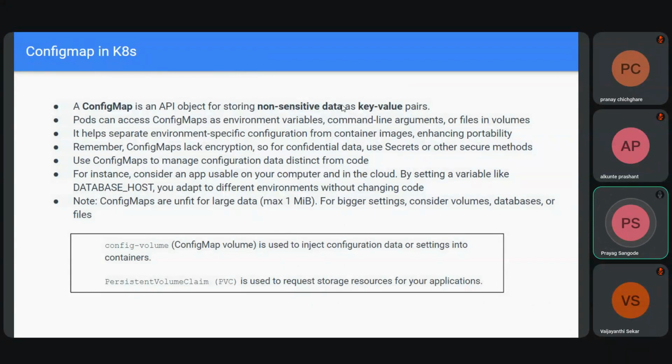The name non-sensitive is important because for sensitive data we have something called secret. So when to use secret? When it is sensitive. When to use config map? When it is non-sensitive data, mostly in the form of key value pairs. And when to use persistent volume claim? When we need the storage for last data.